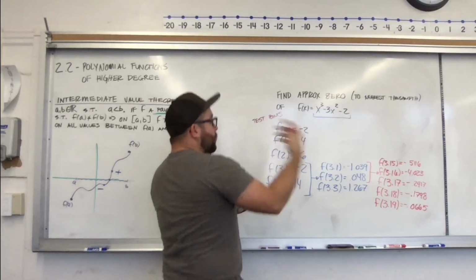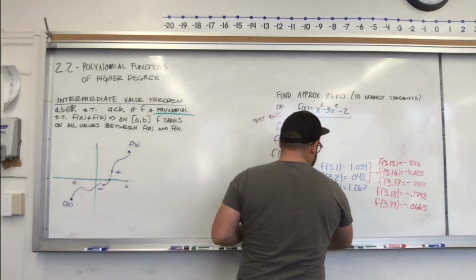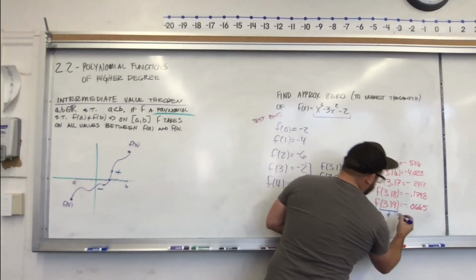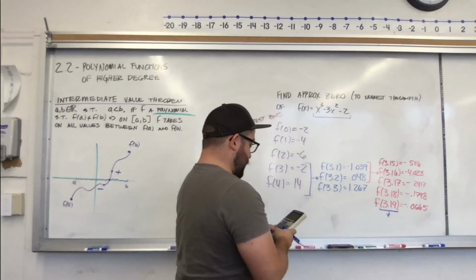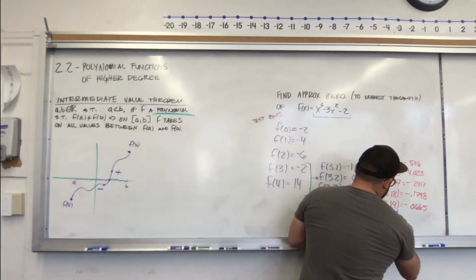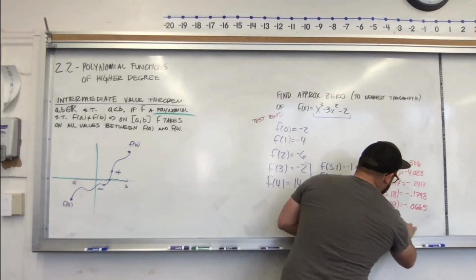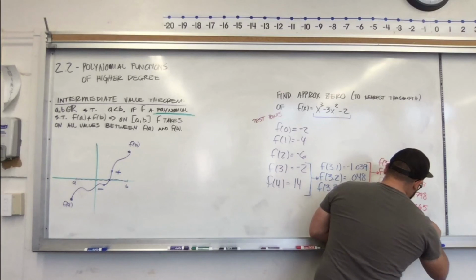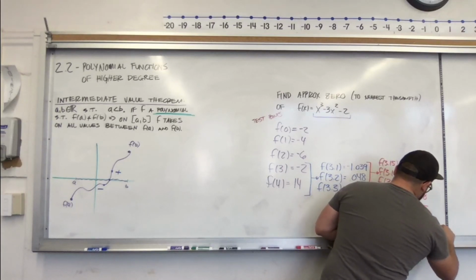So I'm going to go one more little bump, and I'm going to look around 3.19. So let's do 3.195, like right in the middle. So f of 3.195, we get negative 0.0094.